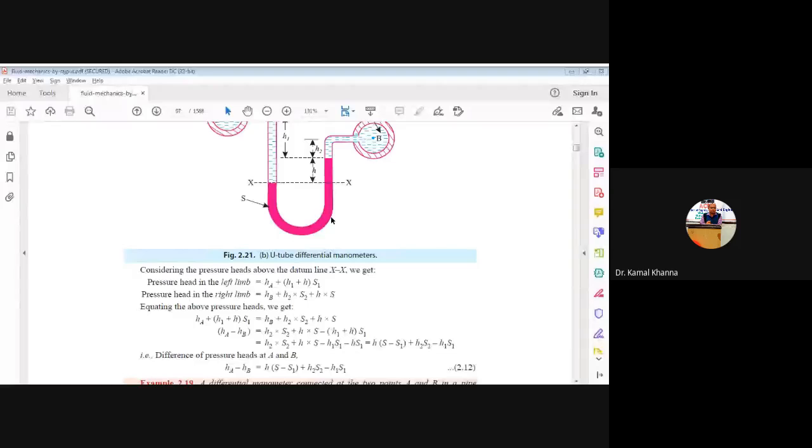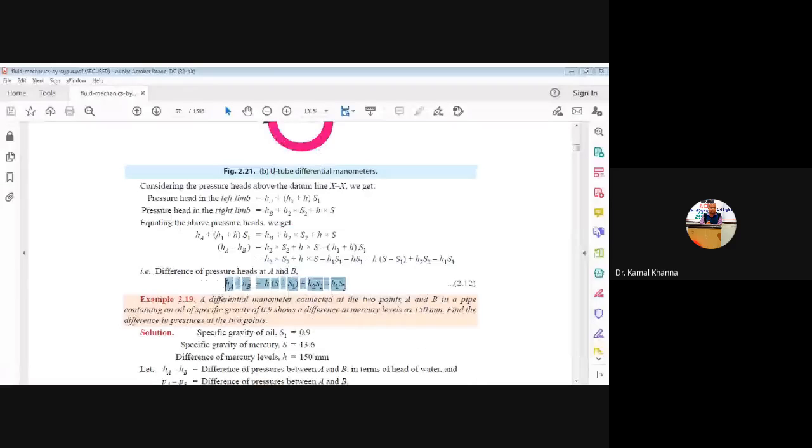So similarly, we have calculated the pressure head in the case of the two different liquids which are placed at two different heights. This becomes HA minus HB equal to H into (S minus S1) plus H2 S2 minus H1 S1. You just need the concept of how to calculate the pressure in the left limb and the right limb, and thereafter you just rearrange the equations and cancel out the common terms, and then you can reach the solution of the pressure difference using the differential manometer.